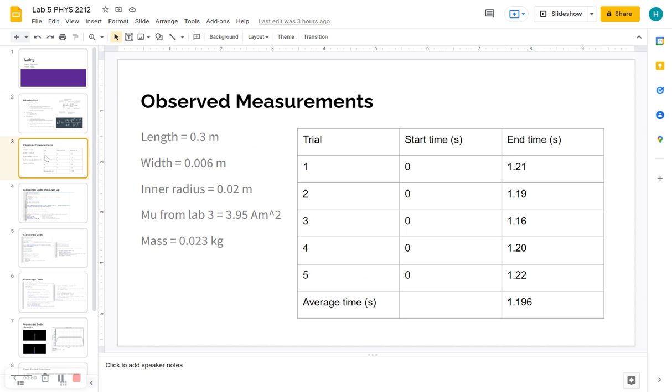So here are my observed measurements. I did the trials 5 times, and they're all around 1 second, but the average time ended up being 1.196 seconds. And then I have the length, width, and inner radius of the tube, and I have the mu from lab 3 as 3.95, and our mass of the magnet.